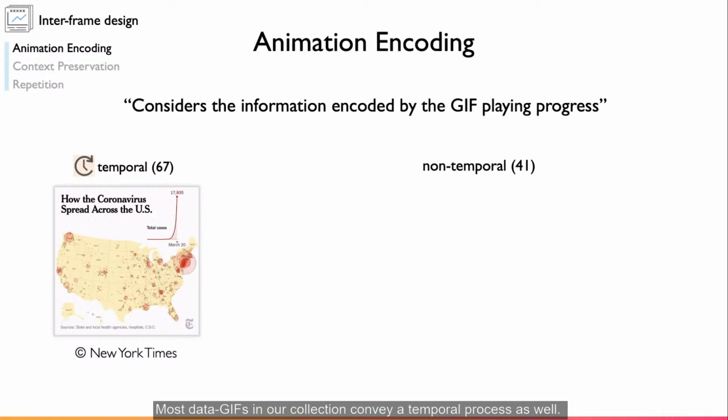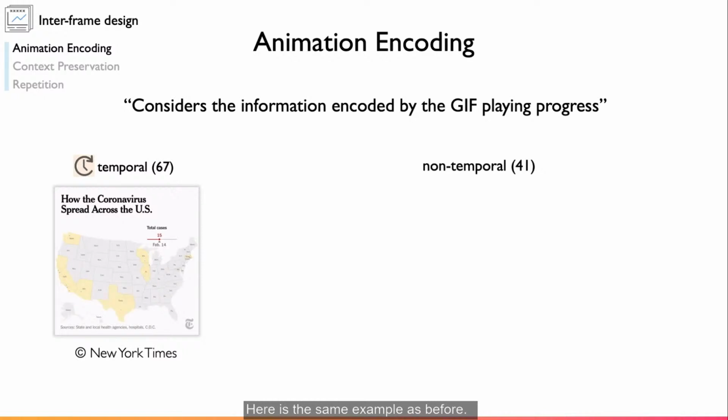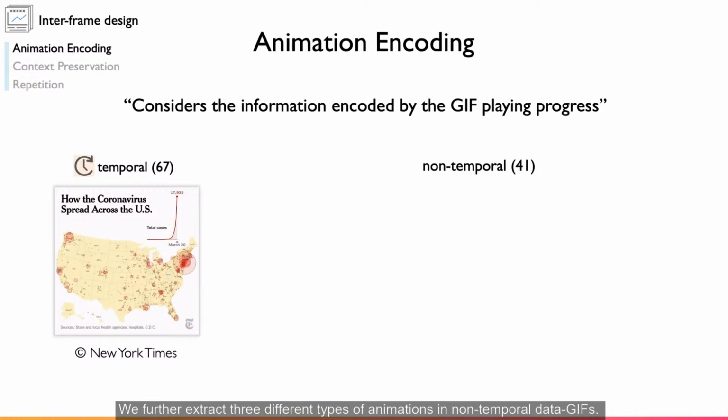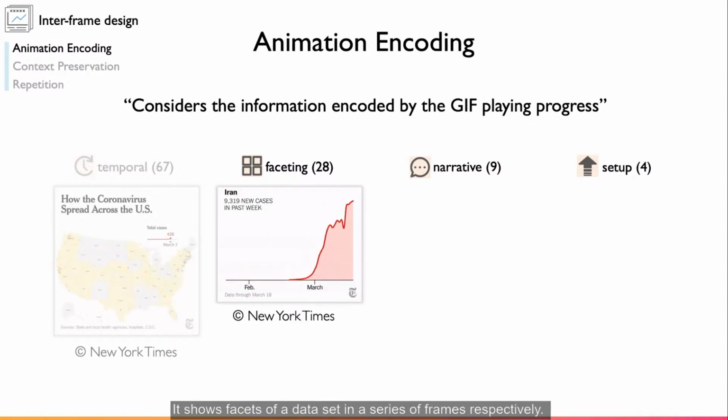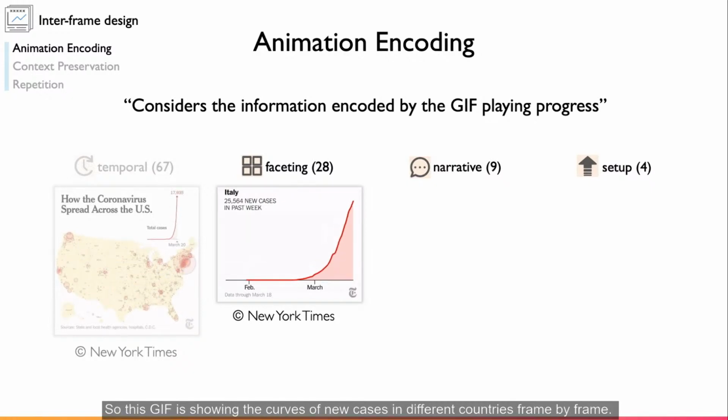Since animation is widely used to track changes over time, we divided it into 2 categories, temporal and non-temporal. Multi-data GIFs in our collection convey a temporal process as well. Here is the same example as before. We further extract 3 different types of animations in non-temporal data GIFs. First is the faceting. It shows facets of a dataset in a series of frames, respectively. So this GIF is showing the curves of new cases in different countries, frame by frame.